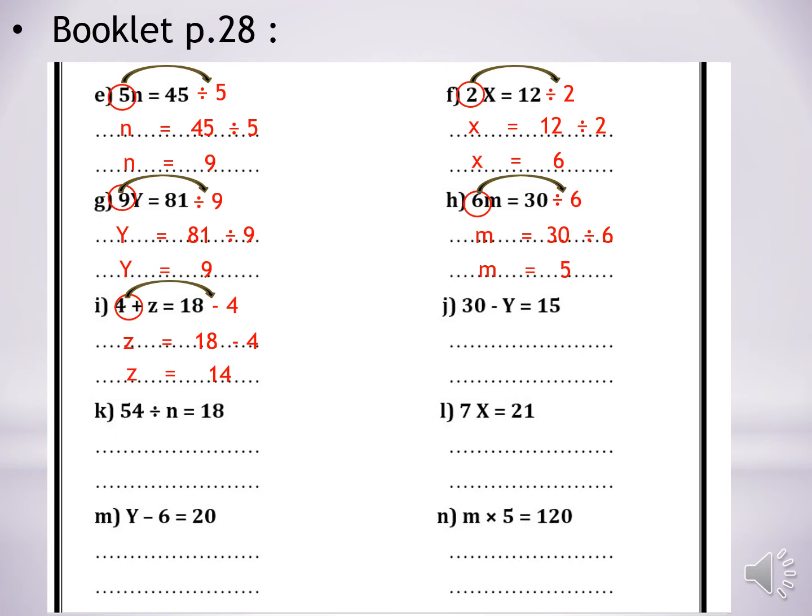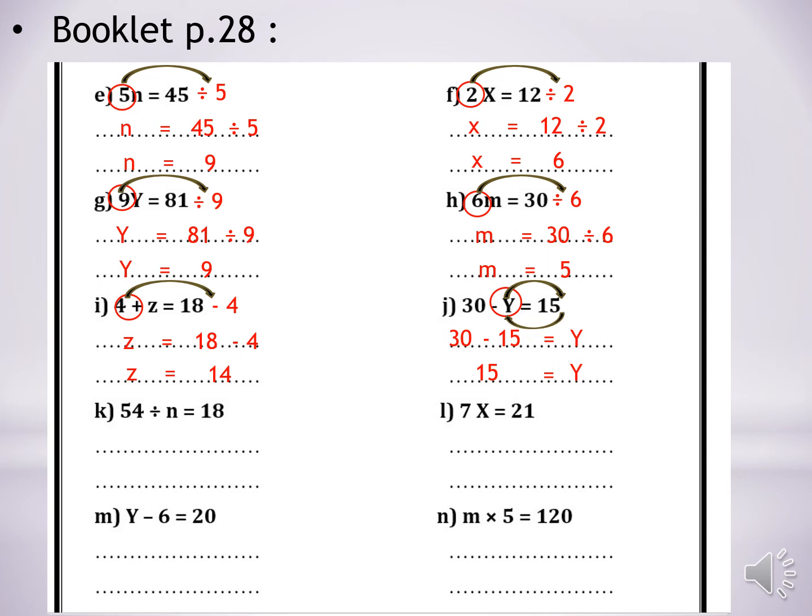In letter J, I have 30 minus y equals 15. So here, this is a special case, I have the variable, the letter, after the subtraction. So I will switch it with the number after the equal sign without changing the sign. So it will be 30 minus 15 equals y. I just switch the places. So 30 minus 15 equals 15, so y equals 15.